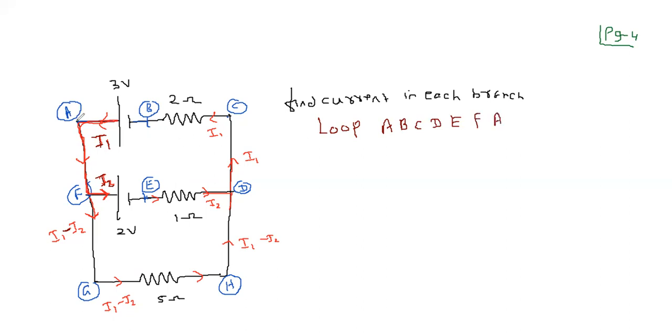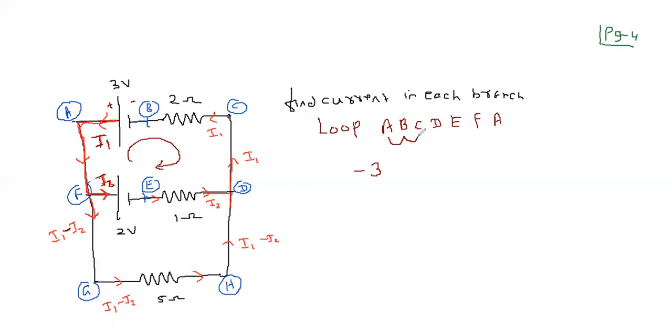Shall we take loop A, B, C, D, E, F, A? Where is A? A is here. So I'm going from A to B, B to C, C to D, D to E, E to F, F to A. So I'm going in this clockwise direction. First, A to B. What is there? A battery. So you have to apply the battery rule. I'm going from the positive of the battery to the negative of the battery. So what comes? -3 volt. Understood? When crossing a battery, apply the battery rule.